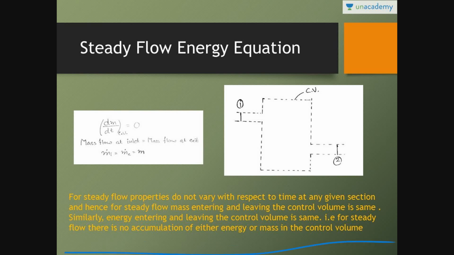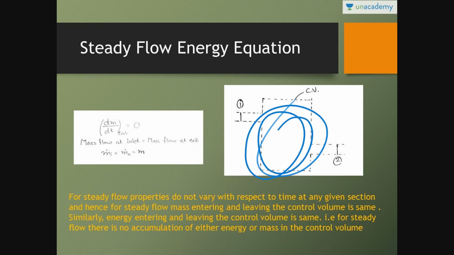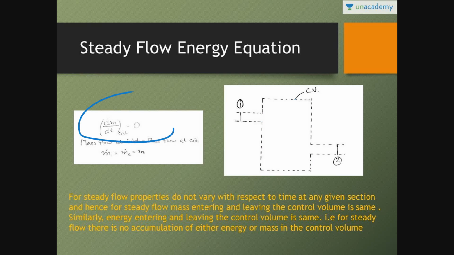Keep this statement in your mind. This is a very, very important statement. There is no accumulation of either energy or mass in this control volume. That means dm by dt, the mass with respect to time in the control volume, is equal to 0. That is, mass entering this control volume is equal to mass leaving this control volume, which is equal to m. For steady flow, keep in mind mass entering and leaving is the same.